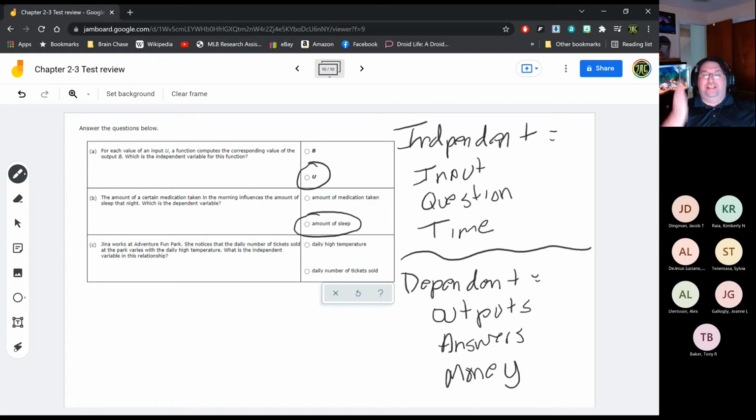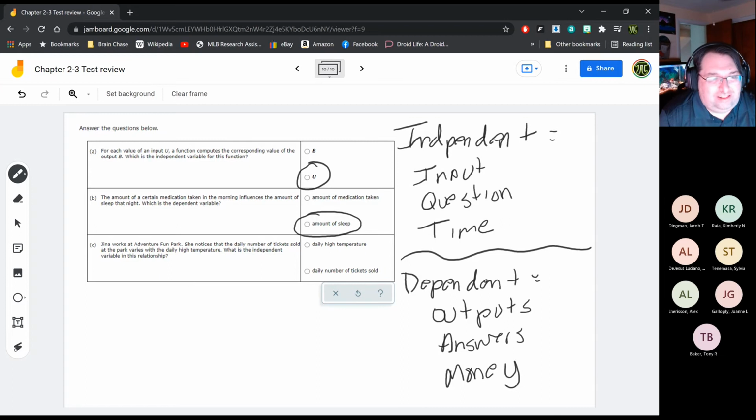Because if you go the other direction, the amount of medication you take does not depend on how much sleep you got. Oh, okay. Yeah. So it's all about how it depends. If I think about it that way, you're right. That makes sense.